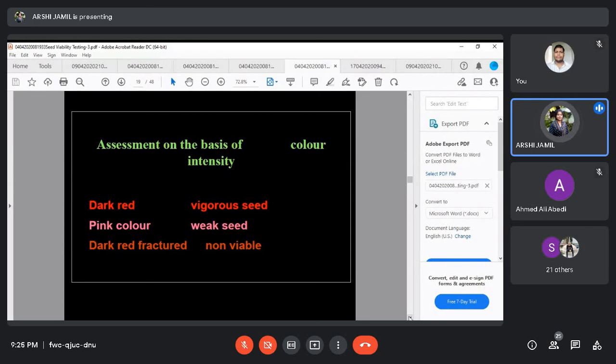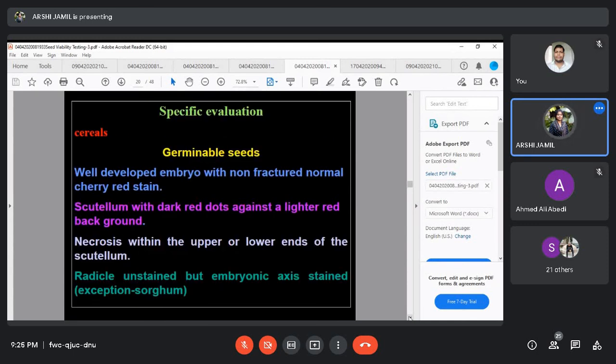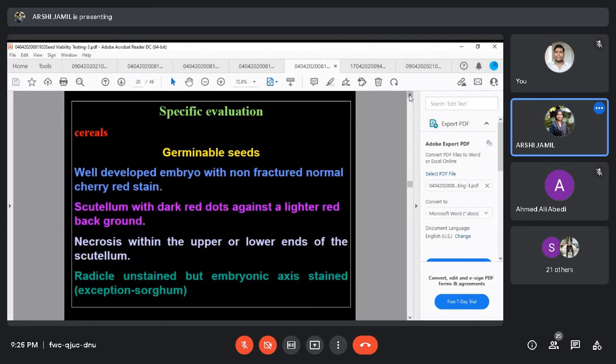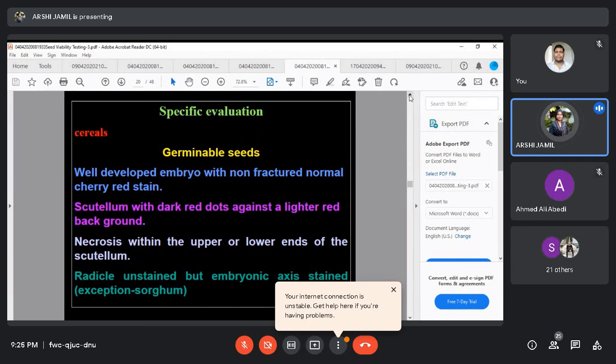Then assessment on the basis of color intensity. If dark red, then vigorous seeds, that means they are highly viable. If the color development was pink, then the seeds were weak seeds. And if dark red fractured, then non-viable. We'll get it clear with the coming slide that shows the diagram.